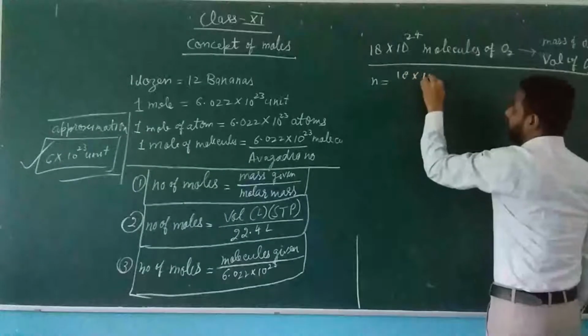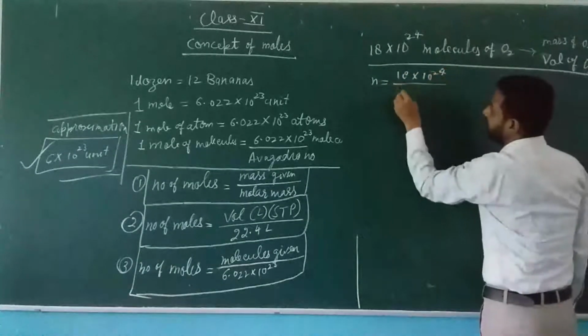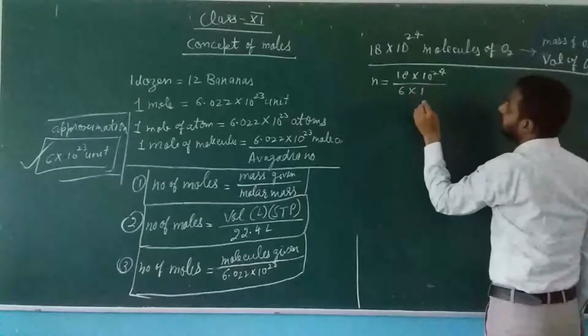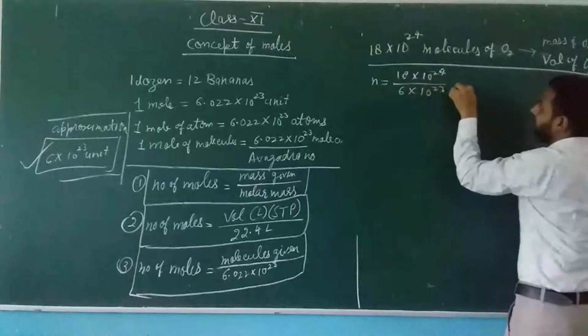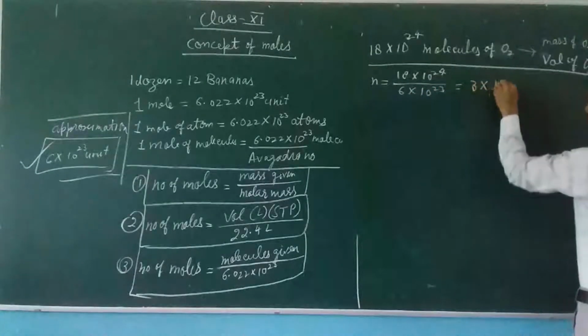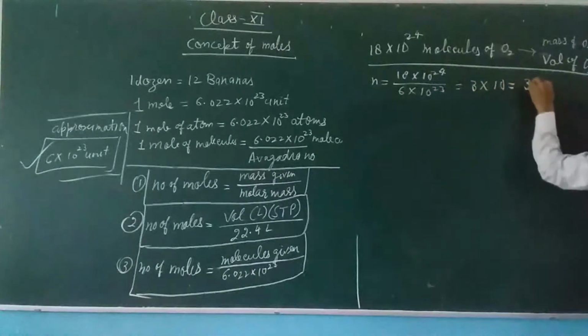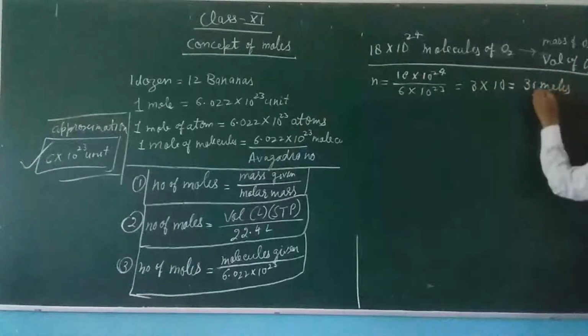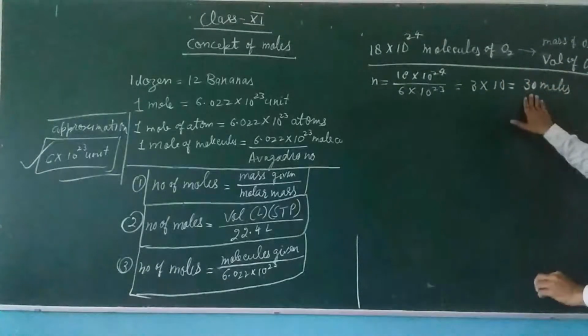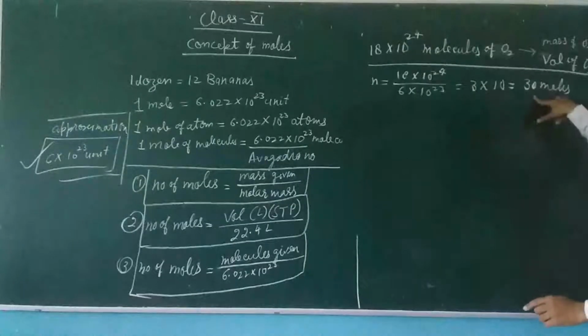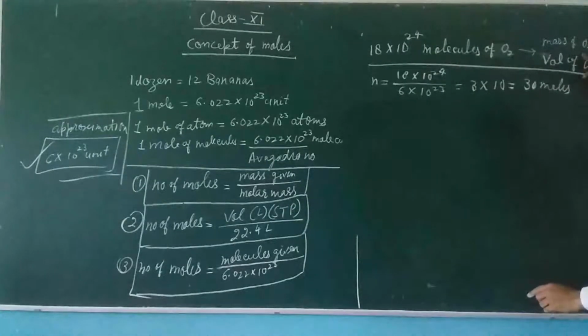18 into 10 to the power 24 upon 6 into 10 to the power 23. Finally we get 3 into 10, equal to 30 moles. Now we have 30 moles. With the help of these moles we can find out the mass of oxygen and volume of oxygen.